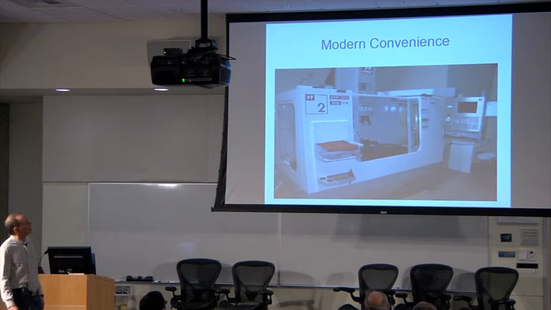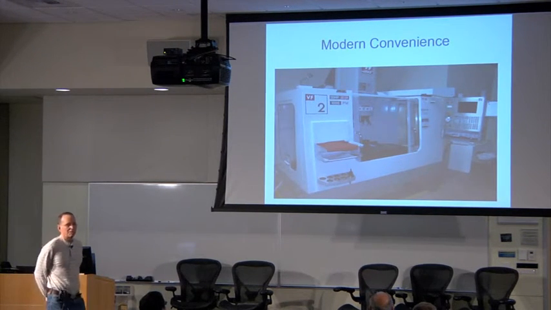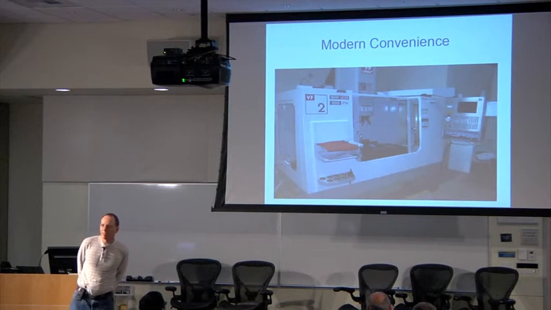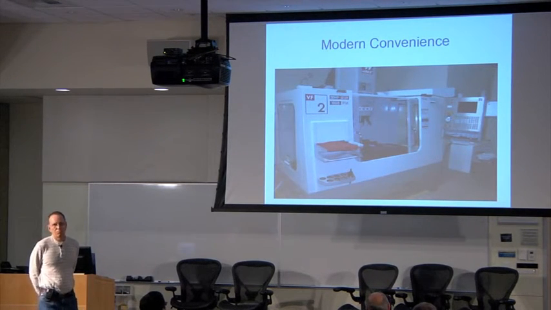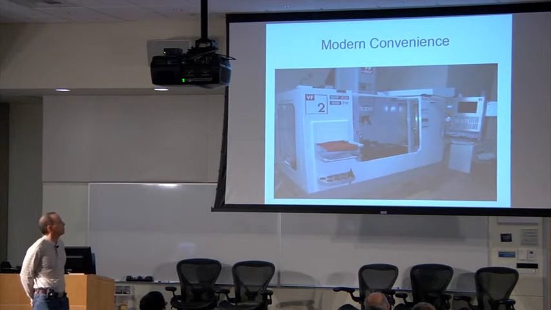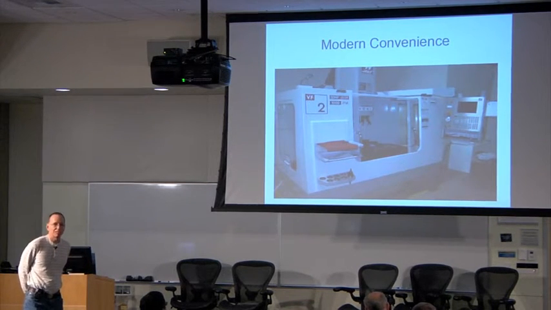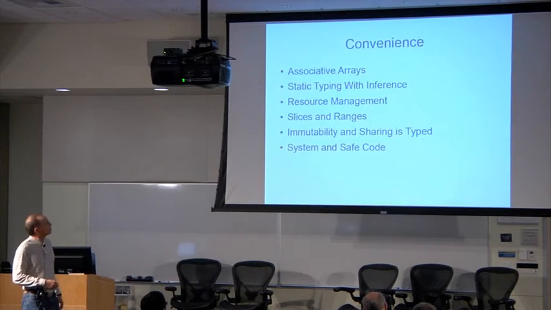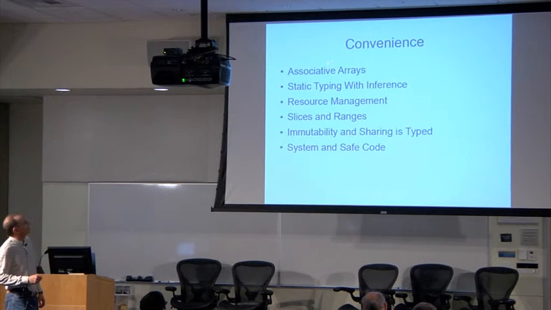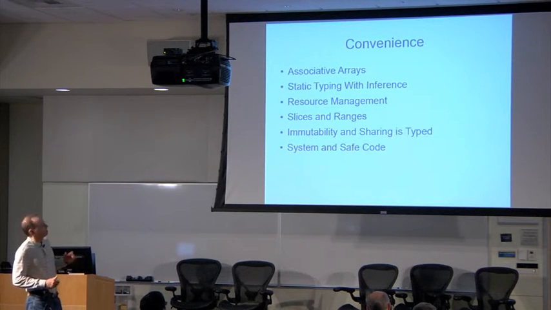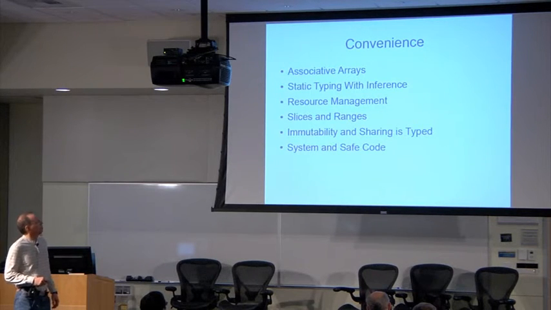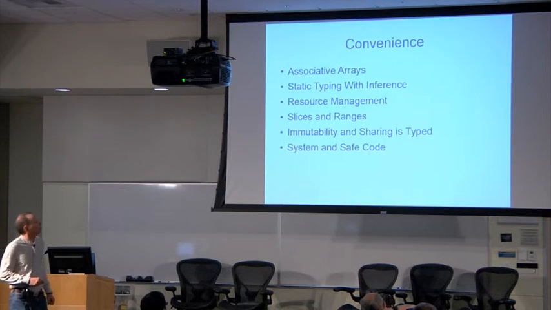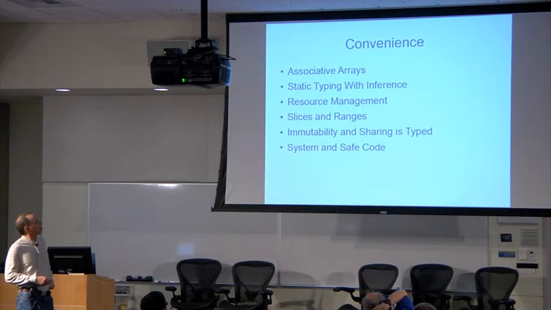Let's just move on. What D also has, this is a computer-controlled milling machine. Instead of milling everything out by hand, you just sketch it out on a computer screen, and it will actually cut the part out for you, which is an amazing thing if you've ever seen one of these things in operation. So we'd like something like that in a programming language. And what we've got are things like associative arrays, static typing with inference, resource management, slices and ranges, immutability and sharing as type system, and safe code.